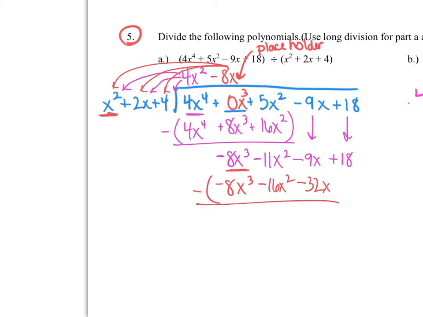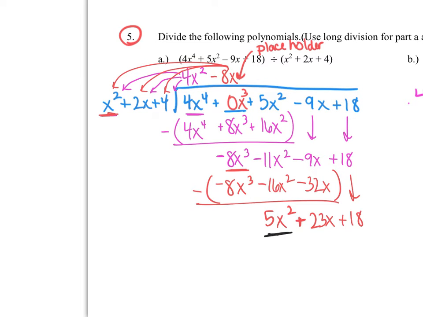And then you have to make sure you're subtracting the entire quantity. So negative 8x cubed minus a negative 8x cubed is 0. Negative 11x squared minus negative 16x squared is going to turn into a positive 5x squared. Negative 9 minus a negative 32, that's going to turn into a plus 23. And then you bring down the 18. And you're going to do it one more time.